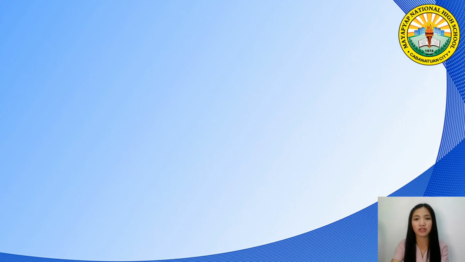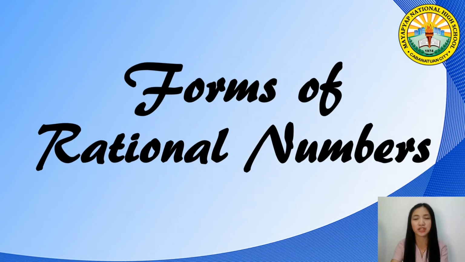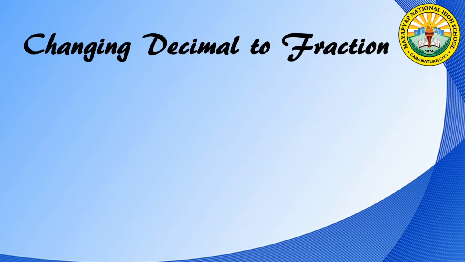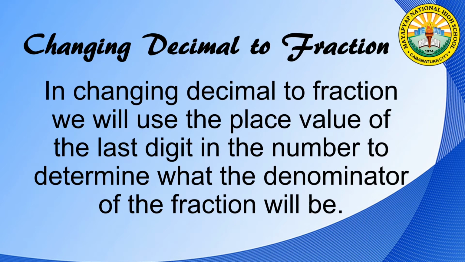Let's talk about forms of rational numbers. In this set of activities, let us change fraction form to decimal form and vice versa. Let us proceed first in changing decimal to fraction. In changing decimal to fraction, we will use the place value of the last digit in the number to determine what the denominator of the fraction will be.